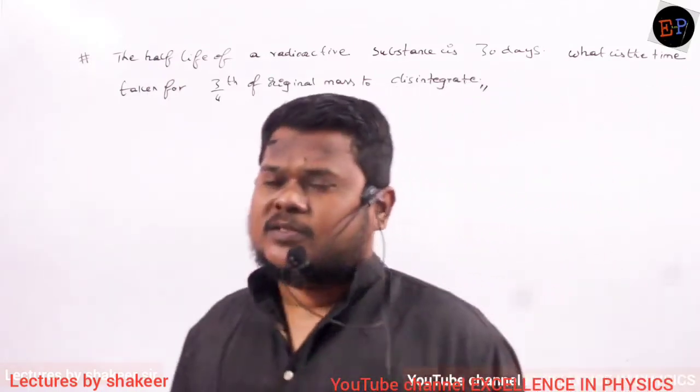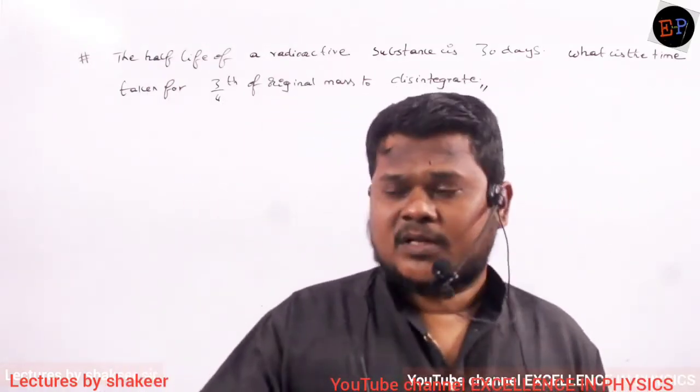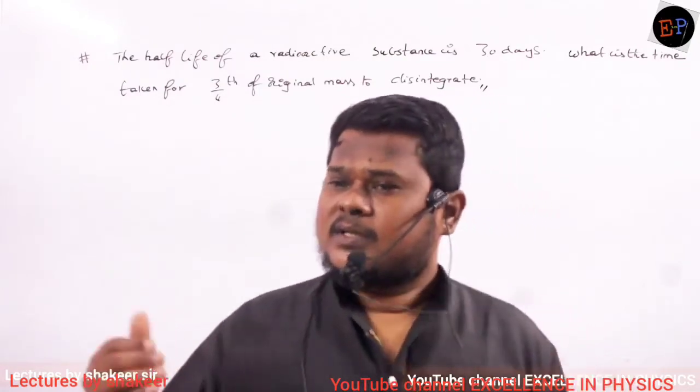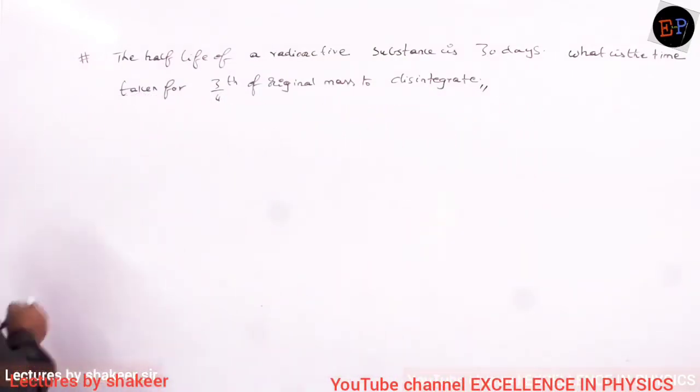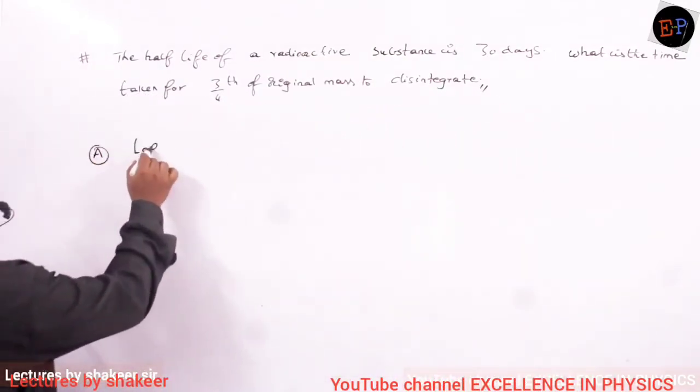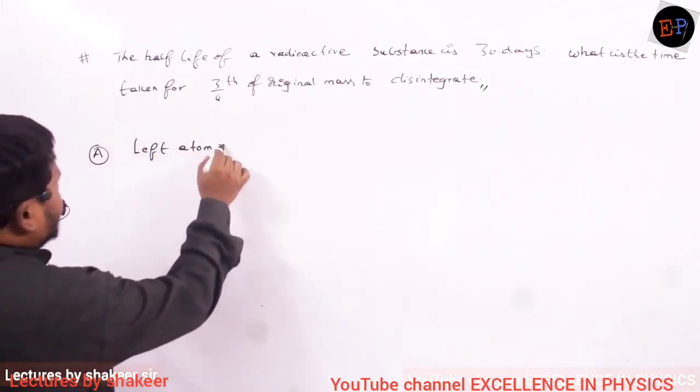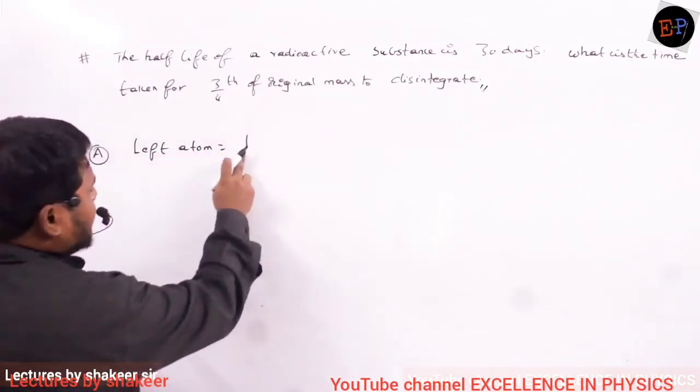It means 3 by 4th are the remaining atoms or the disintegrated atoms? Disintegrated atoms. That's all. So therefore left atoms are how many? 1 by 4th is the fraction of my original number. I can take 1.